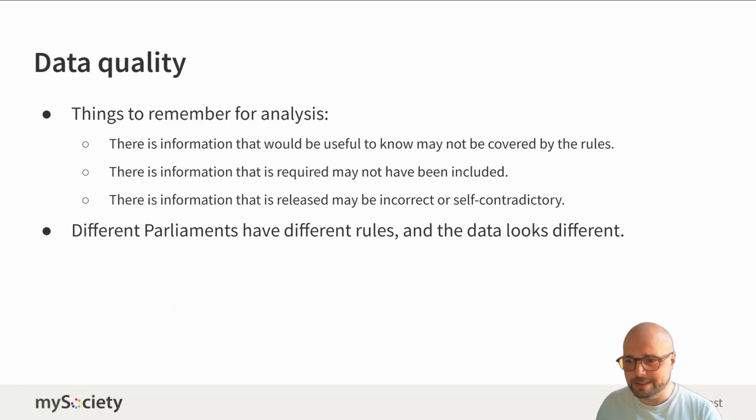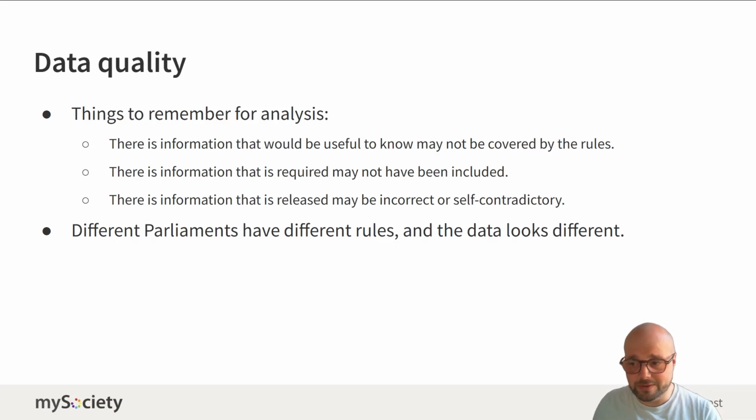Something to remember when analysing this data is the overall data quality. The data reflects what's being disclosed, and we have to remember some of the problems in that disclosure. First, that there's information that would be useful to understand that isn't covered by the rules, let's say if the thresholds are too high. Second, that information may be required to be released but just hasn't been, and no one has a way of verifying that. And third, that the information released may be incorrect or self-contradictory. For instance, we found on second job data, you sometimes get contradictory information about if employment is ongoing from different fields in some cases. So something to remember when you come to use these fields is to filter what you need to look at carefully and then have a look around to see if the results are good.